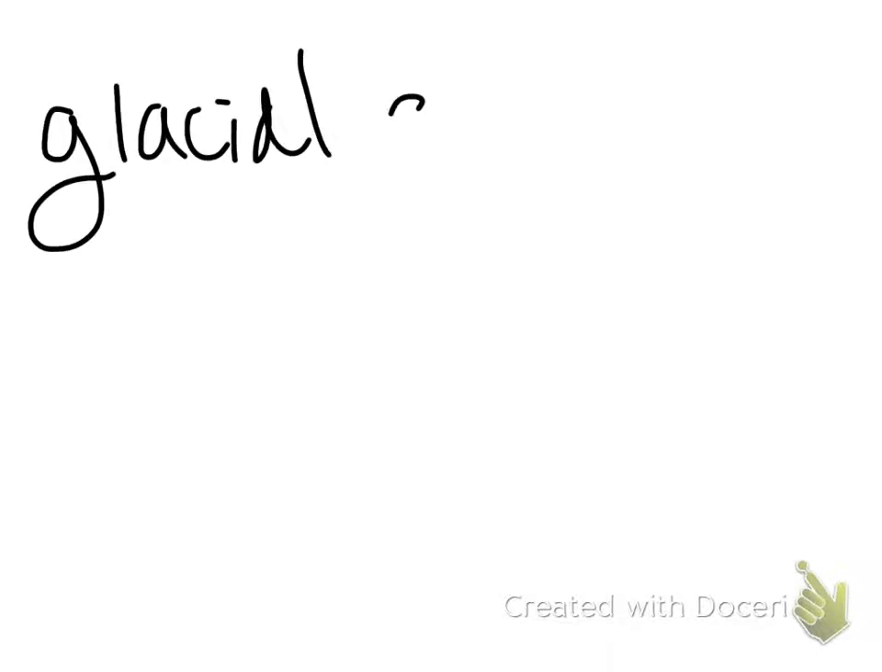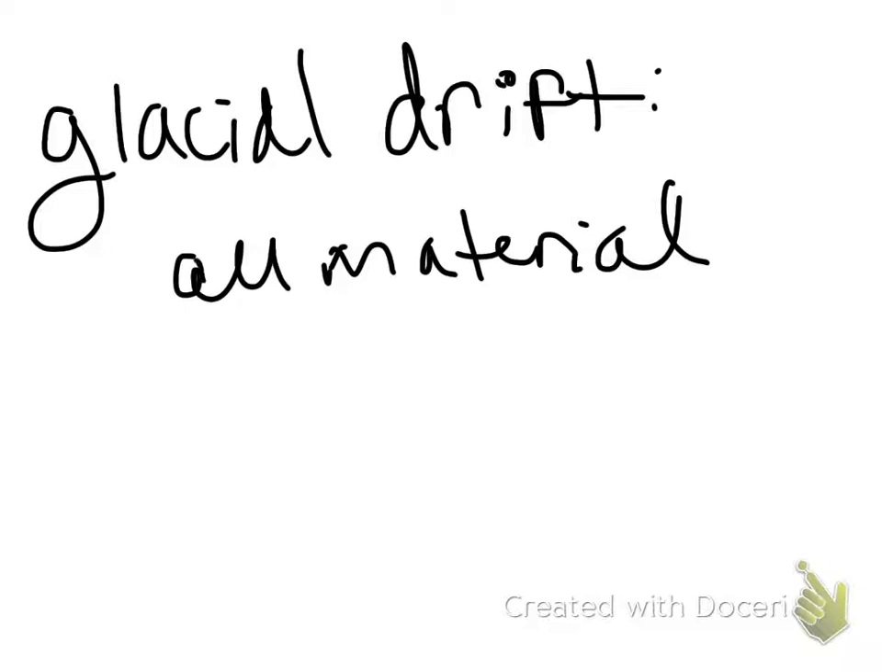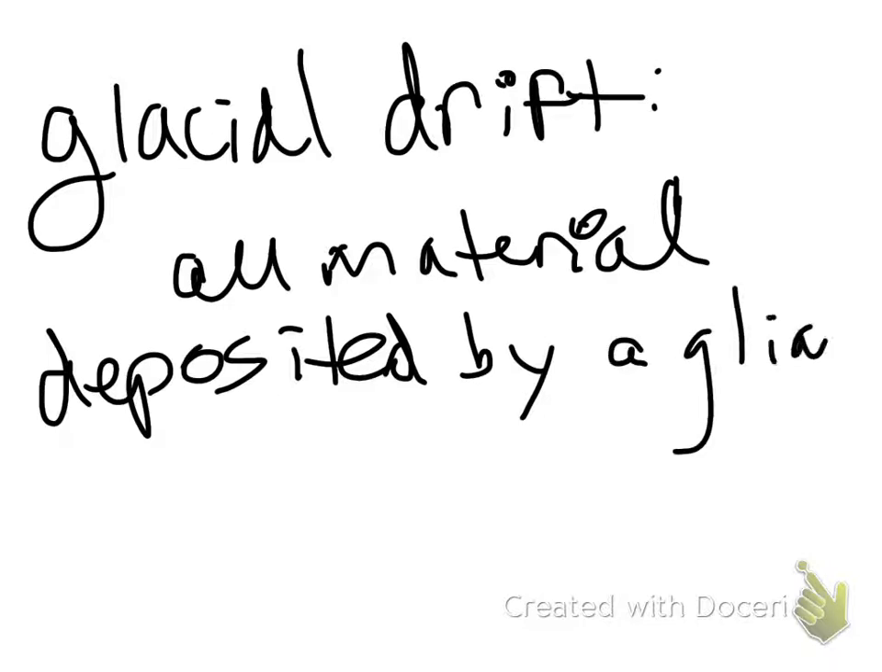As the glacier moves, that's what we call glacial drift. We're just talking about all the material that has been carried or deposited by a glacier. And then there's several different types within this. I'll mention two really briefly. The first is a till, deposited by a glacier.